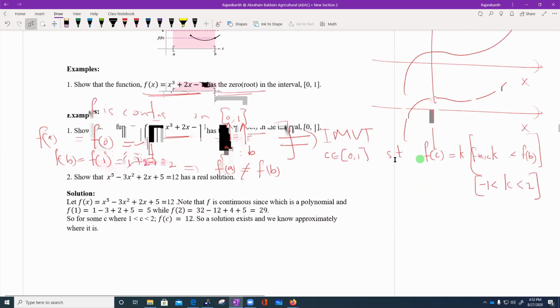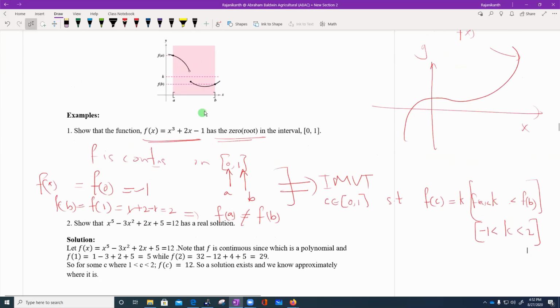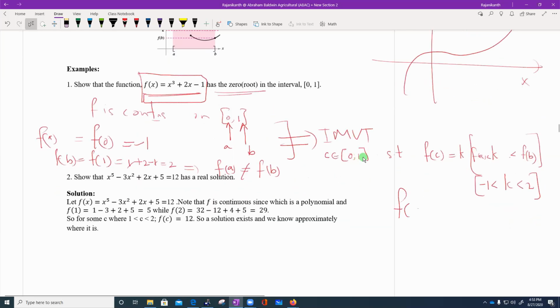The theorem now says that you could always find one c value between 0 and 1 such that if you plug that value into your function, it will give you some k value. That k is now between -1 and 2. Now what do you want to show actually? You have to show that this function has a root. What does root mean? Root means if you plug in a particular x value, that should satisfy this equation. That is the meaning, right? What is the meaning of solving an equation? Simply, you need to find the x value such that it will give you 0. That is the meaning of solving an equation, right? You have to put the 0 here. You understand?